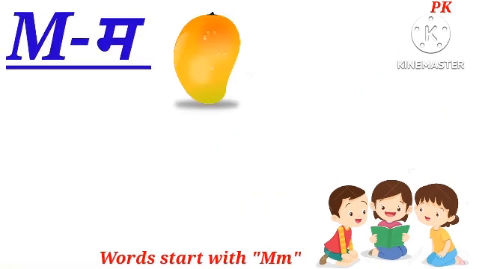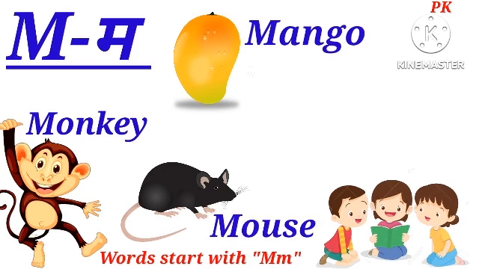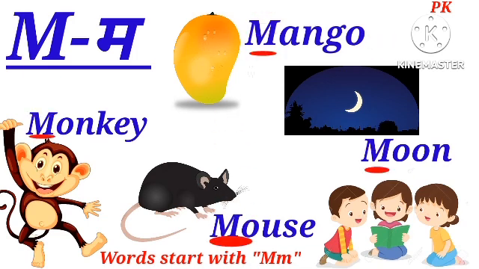M, and it sounds M. Mango. M says monkey. M says mouse. And moon. So here, what is the starting letter? M, and it sounds M. M says M.